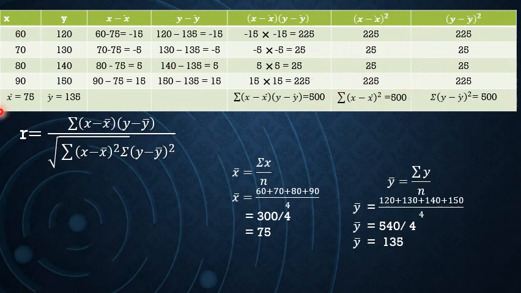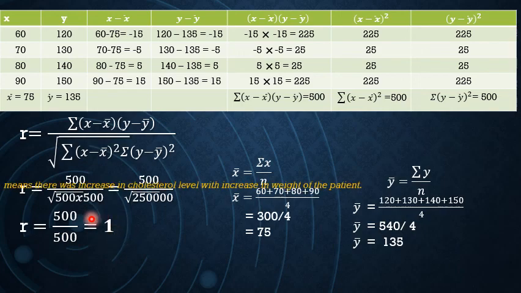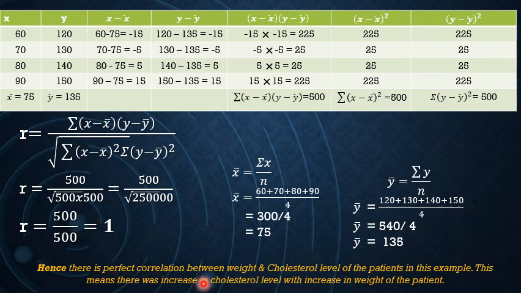Fine, let's see. Now we have to keep these values in this formula. So x minus x bar into y minus y bar, total summation, here this is 500. Then under root summation of x minus x bar square into summation of y minus y bar square. You can see here x minus x bar square summation is 500 and y minus y bar square summation is 500. So we have to keep 500 into 500, that is 2,50,000 under root. Fine. Next, 2,50,000 under root will be 500. So 500 divided by 500 is equal to 1. So 1 is the perfectly positive correlation. Hence there is a perfect correlation between weight and cholesterol level of the patient in this example. This means that there was an increase in cholesterol level with the increase in weight of the patient.